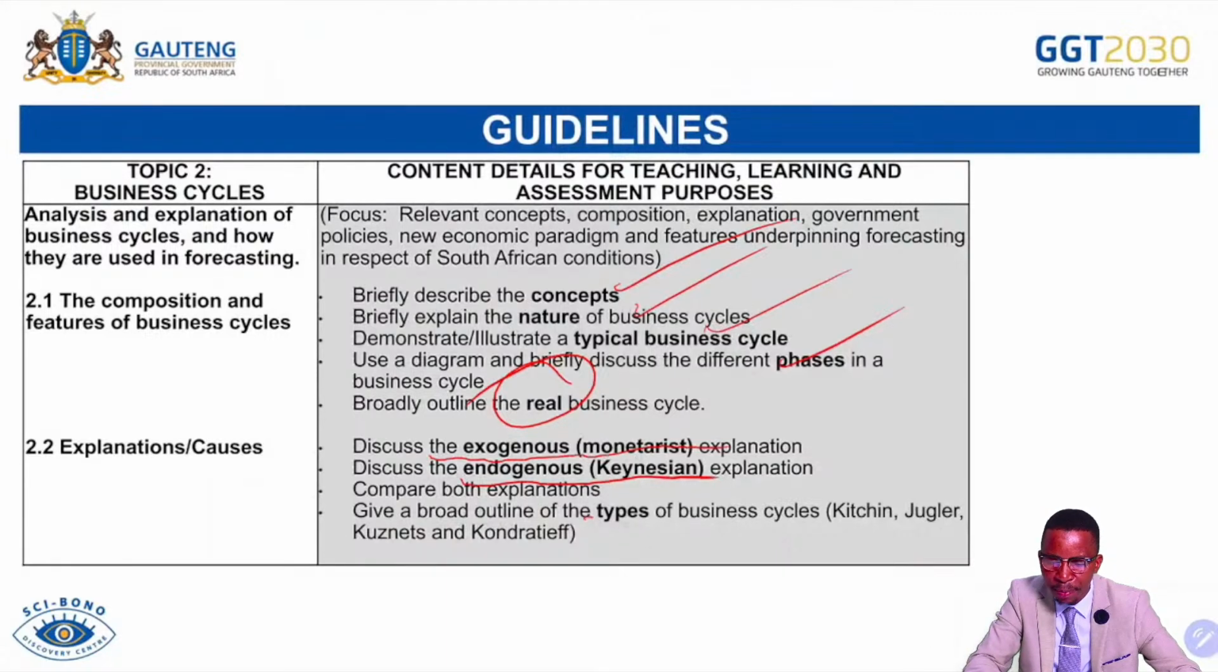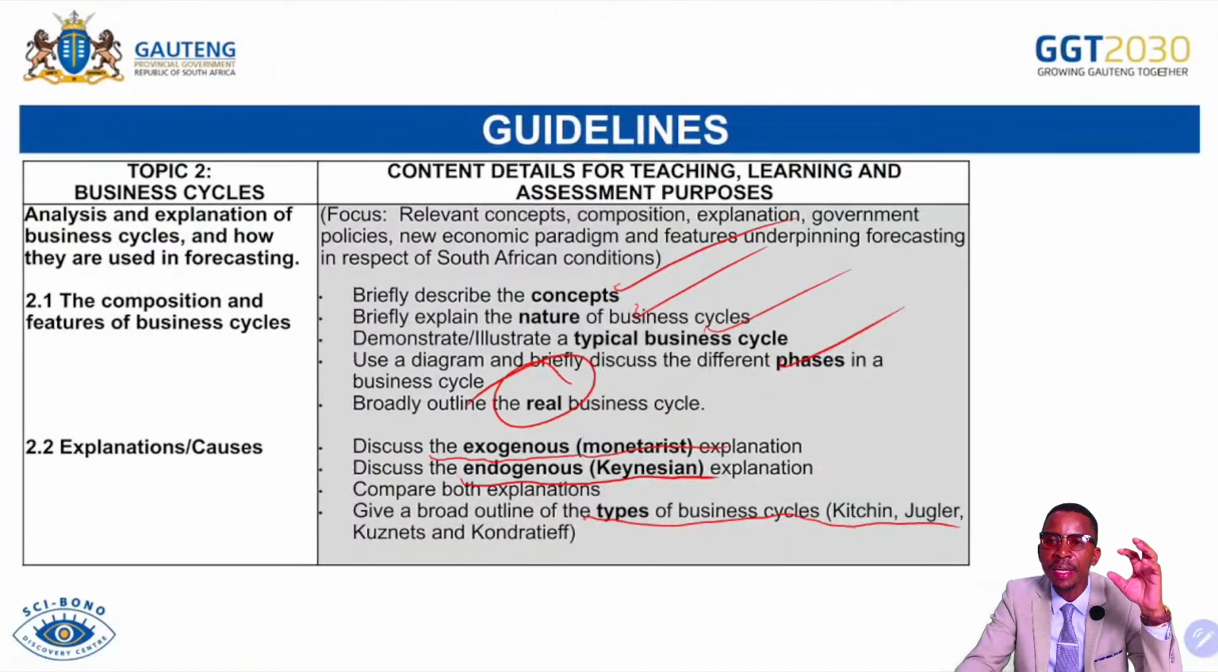Then be able to explain the types of business cycle based on the number of years and the nature of investment, where we talk about the Juglar, the Kitchin, the Kondratieff, and we can add the likes of the political business cycle. After that, we can also talk about the demand-driven business cycle and the supply-driven business cycle.